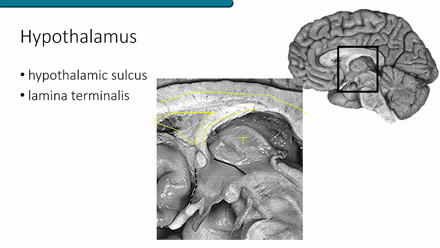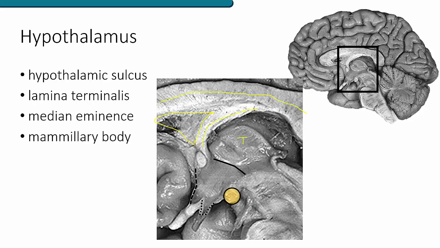The most anterior aspect is going to be the lamina terminalis. The floor is going to be the median eminence. We can see here a mammillary body. There are two, a left and a right. And finally, we can see the pituitary stalk. Of course, we can't see the pituitary here as that was left in the cranial vault. But here we can see that stalk quite clearly.